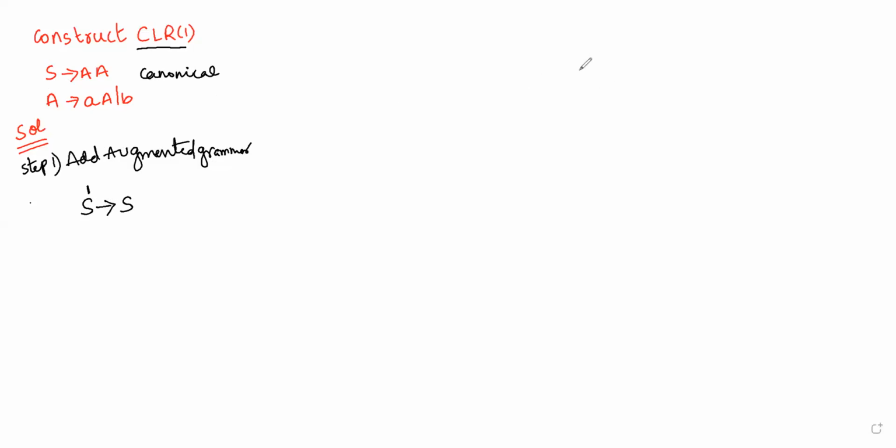So remember, suppose your production is E tends to AA, and the second production is A tends to aA, then the augmented grammar is E dash tends to E. So just you take E left and right as it is, just add a dash. This is called as an augmented grammar. Now we are talking about the augmented grammar. So remember, this is called as canonical.